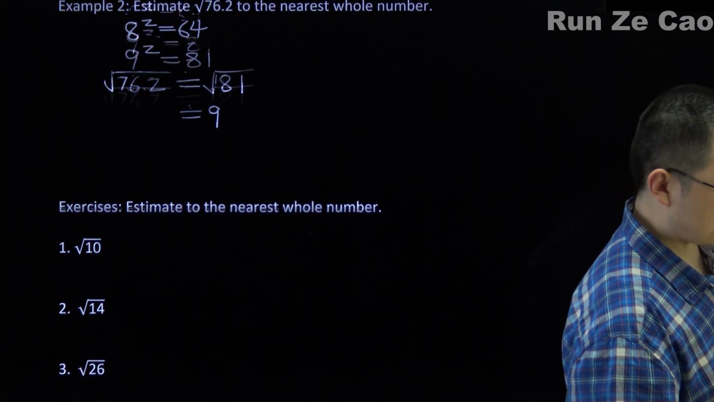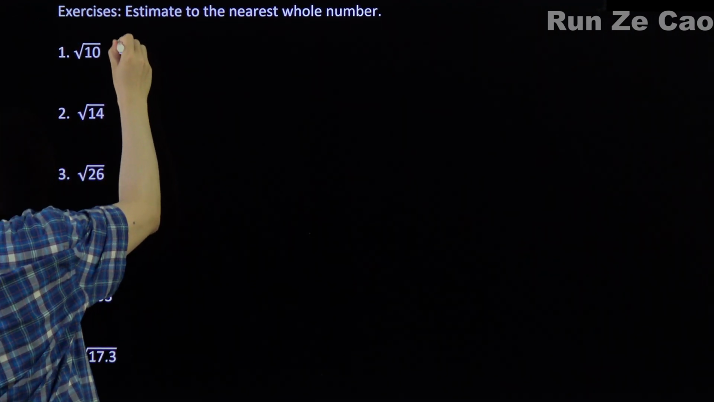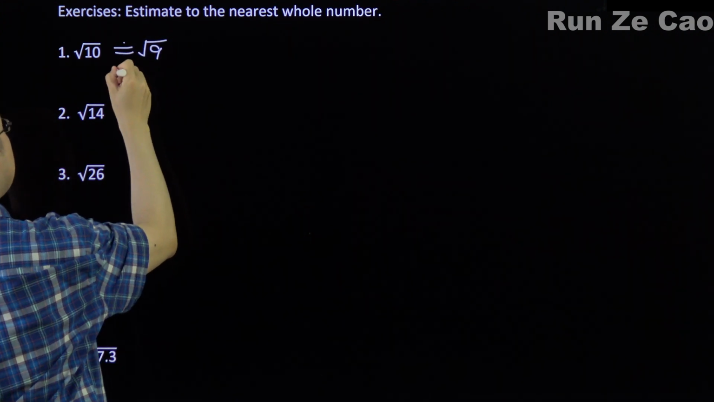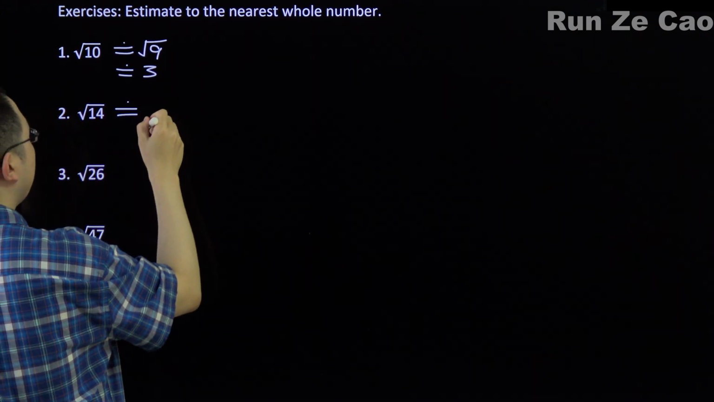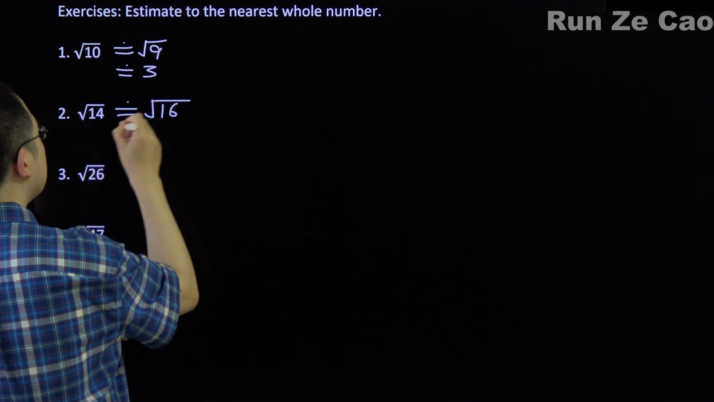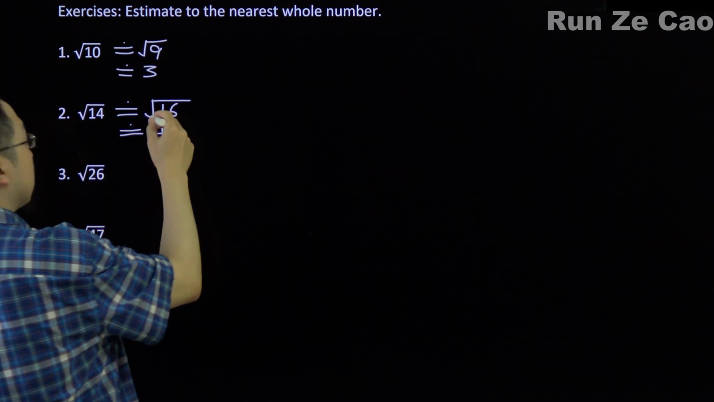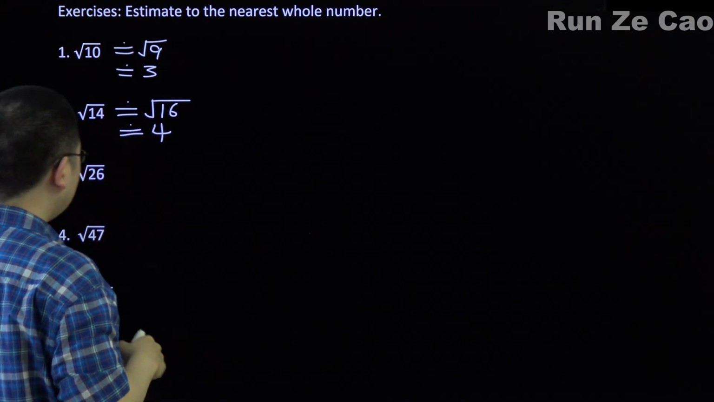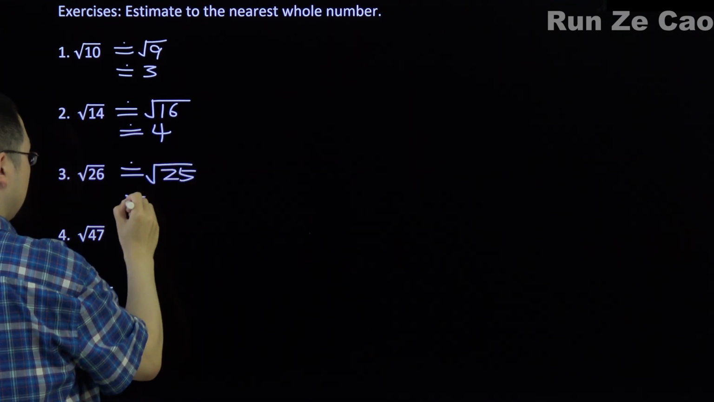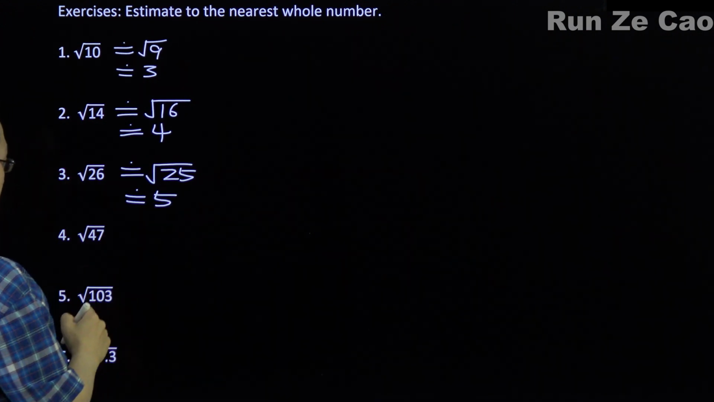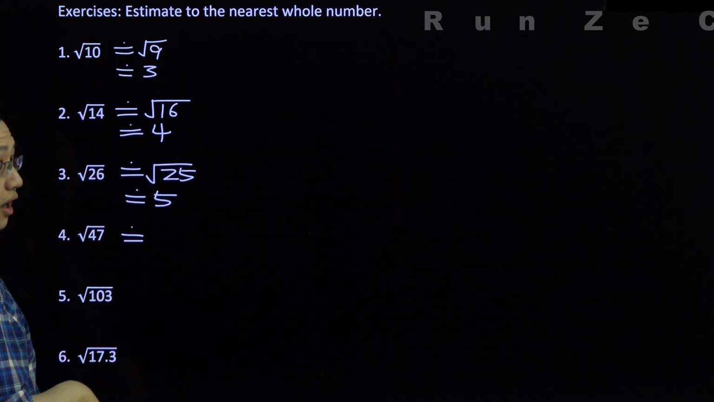Okay, exercises. Estimate to the nearest whole number. The square root of 10. Well, it's approximately the square root of 9. And we know that 9 is 3 times 3, so 3. The square root of 14. Well, that's close enough to the square root of 16. So it's going to be approximately 4 to the nearest whole number, that is. It's much closer to 16 than to 9, that's for sure. And 26. It's approximately the square root of 25. So that's approximately 5.